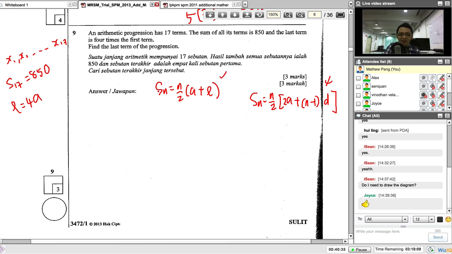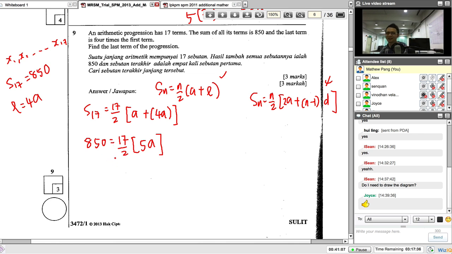Alright, so here is simple. It's Sn, so it's S17 here. So it equals 17 over 2. I know my l is 4 times my first term, right? So my l equals 4a. This is a plus 4a. S17 is given, this is 850. So this is 17 over 2. Just plus together you get 5a.